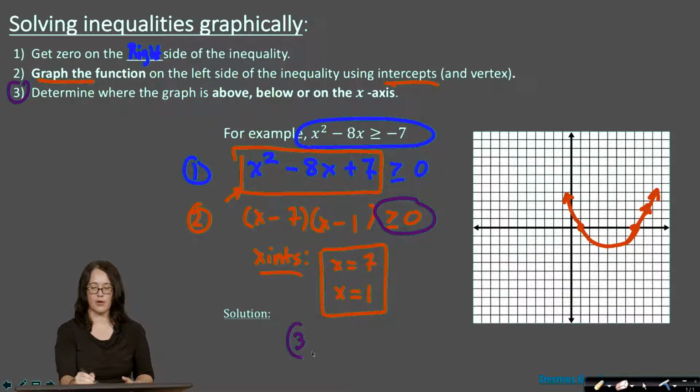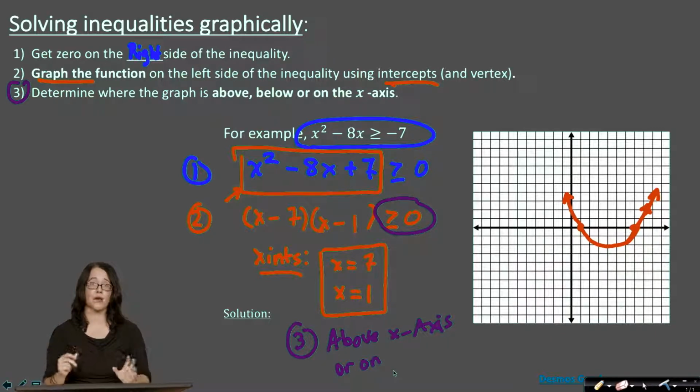So step 3 here, interpreting that correctly is key. Greater than 0 means above the x-axis, but equal to 0 means on the x-axis. So they're really saying when are our outputs above or on the x-axis? Well, they're on the x-axis at those x-intercepts of 1 and 7, right? And they're above to the left of 1 and to the right of 7.